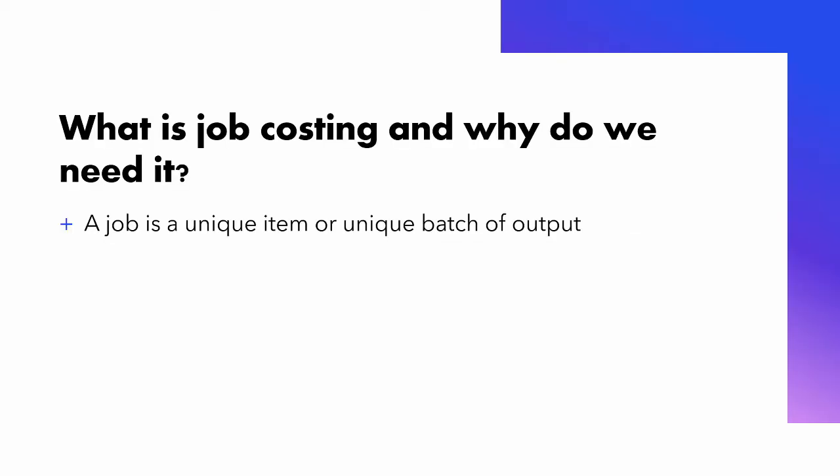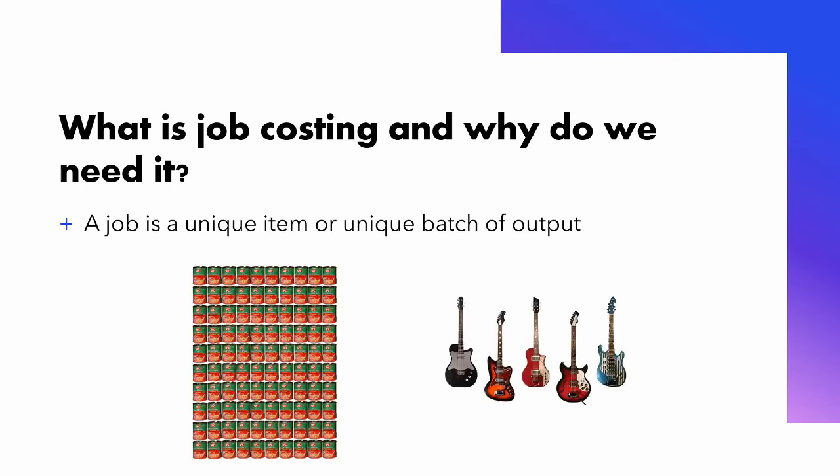When we refer to job costing, we first need to understand the concept of a job. A job is basically a unique item or a unique batch of output. Consider the two pictures on screen. In our first picture, we have cans of tinned food. Every can is going to be identical. Also, we are not only going to produce one batch of canned food, but we are going to mass produce this canned food. Therefore, we are not producing a single unique item or once-off unique batch of output. Therefore, this is not a job.